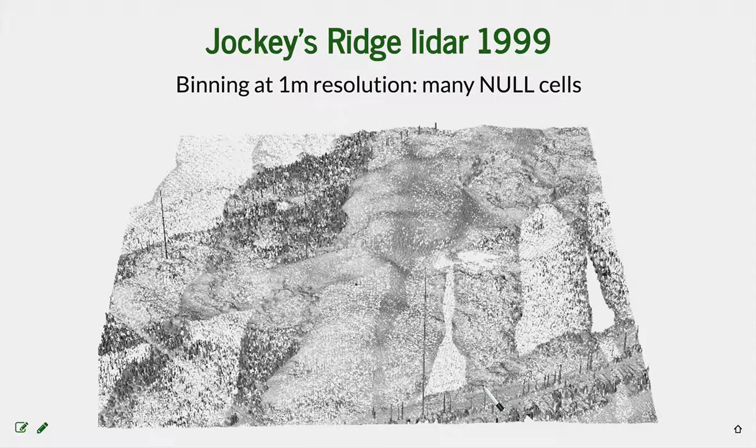So here are some examples. Here you can see an example of binning at 1 meter resolution. So we had a point cloud, and for this point cloud, we have converted it to raster representation by assigning the nearest neighbor point to the grid cell value. And you can see that for this particular quite old LiDAR data, there are many cells with null values at 1 meter resolution.